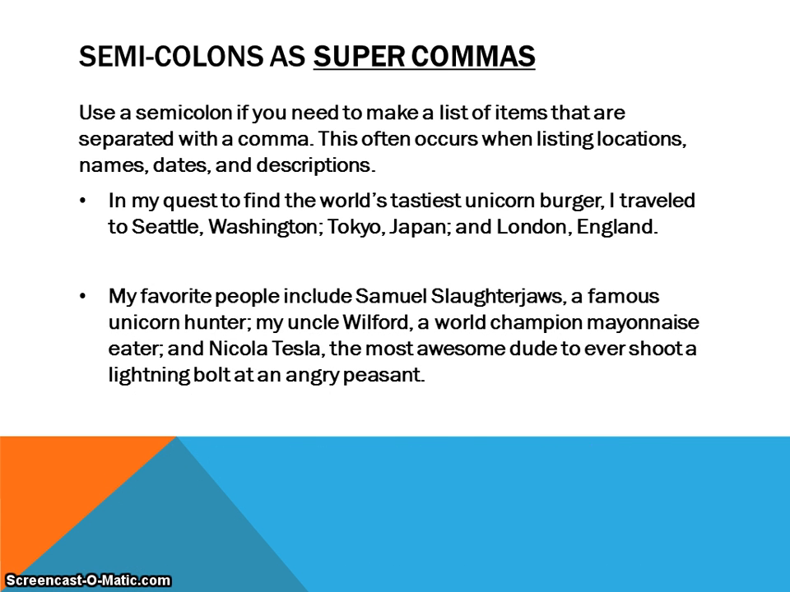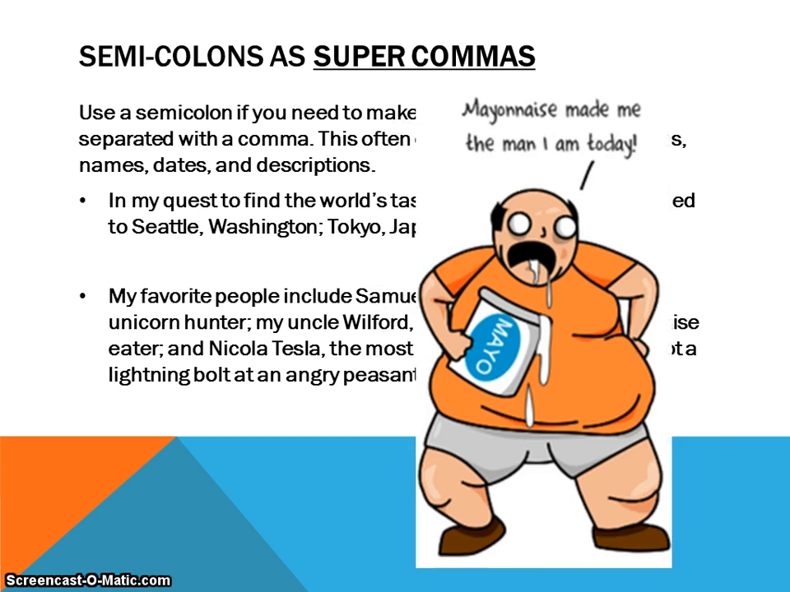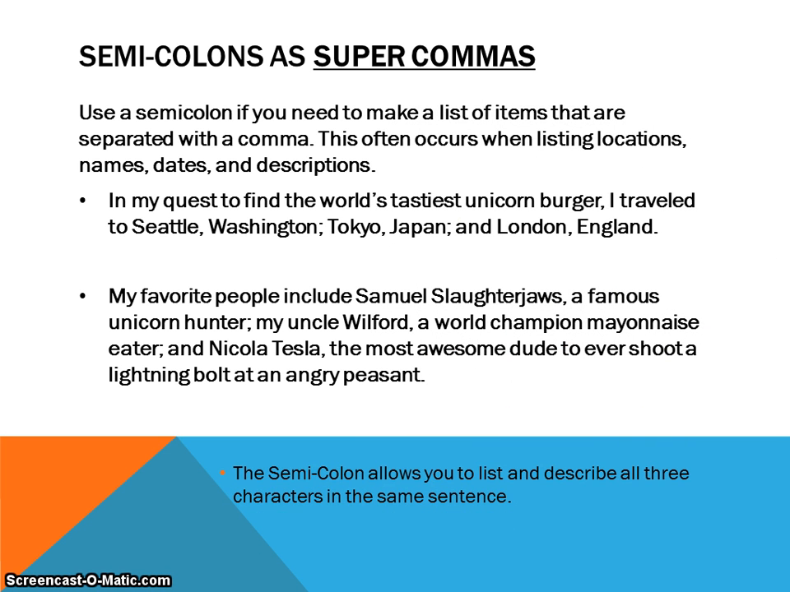My favorite people include Samuel Slaughterjaws, a famous unicorn hunter; my Uncle Wilford, a world champion mayonnaise eater; and Nikola Tesla, the most awesome dude to ever shoot a lightning bolt at an angry peasant. The important thing with this one is using the semicolon as a super comma allows us to describe all of these characters in the same sentence, instead of describing them in a separate sentence or some clunky way. Samuel Slaughterjaws, comma, we're describing who Samuel is, a famous unicorn hunter, and then we put a semicolon there just so we know that Samuel Slaughterjaws is a favorite unicorn hunter and not somebody different.